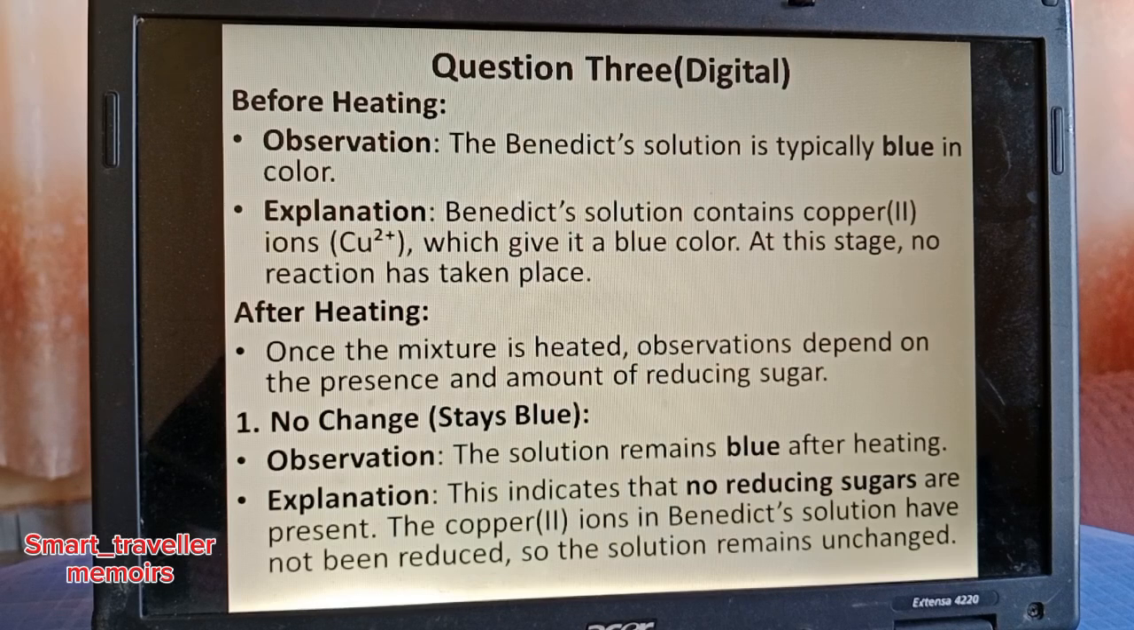After heating, once the mixture is heated, observations depend on the presence and amount of reducing sugar. No change, stays blue. Observation: the solution remains blue after heating. Explanation: this indicates that no reducing sugars are present. The copper 2 ions in Benedict solution have not been reduced, so the solution remains unchanged.